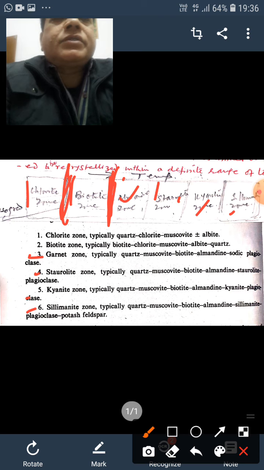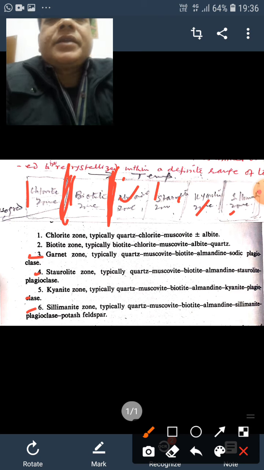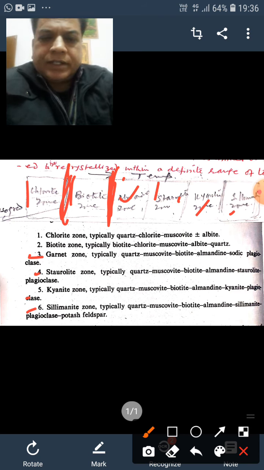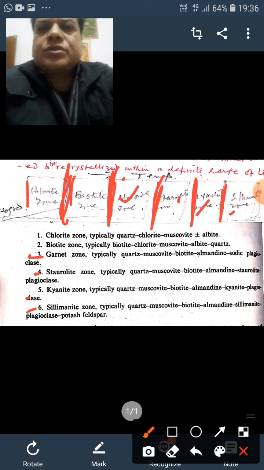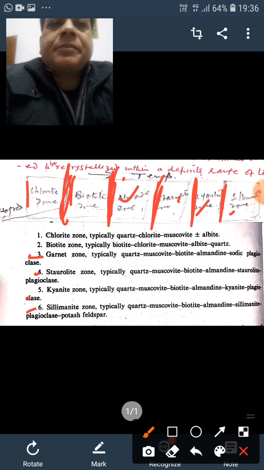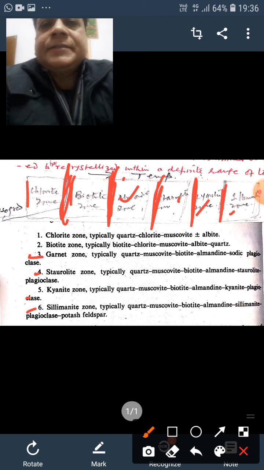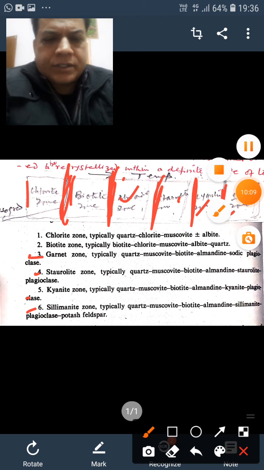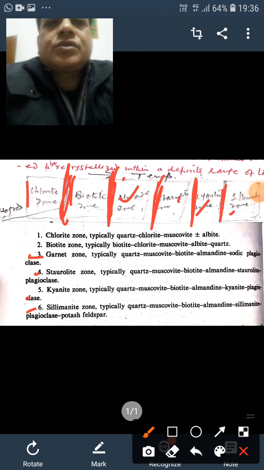The boundary between biotite and the almandine is called the almandine isograde. Similarly, the next, this is your staurolite, right? This is the staurolite isograde, then this is your kyanite isograde, then this is your sillimanite isograde. Kyanite zone is characterized by the appearance of kyanite, and similarly your sillimanite zone marks the appearance of sillimanite and disappearance of kyanite. The zones recognized for pelitic rocks are called Barrovian zones.